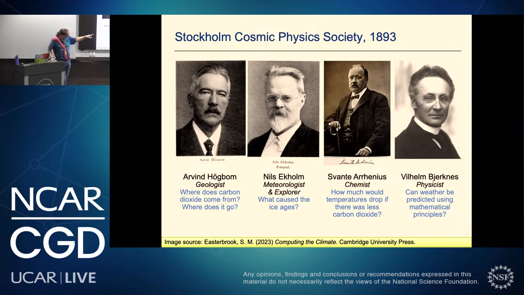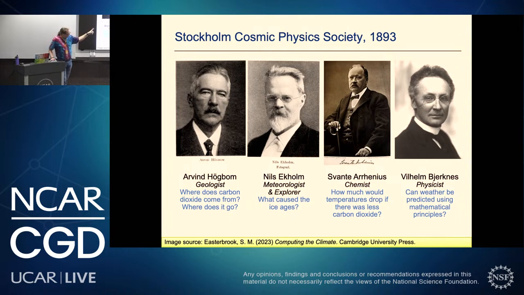Several people asked. I've skipped a step. Several people asked Högbom at the end of his talk whether he thought that the amount of carbon dioxide in the atmosphere might change over time, might have changed in history. And he thought about it for a while, and he said, no, I can't think of any source that would make a substantial difference in the amount of carbon dioxide in the atmosphere, except maybe volcanoes, if a very large number of volcanoes went off all at once. And that was the only thing he could think of that would make a substantial difference.